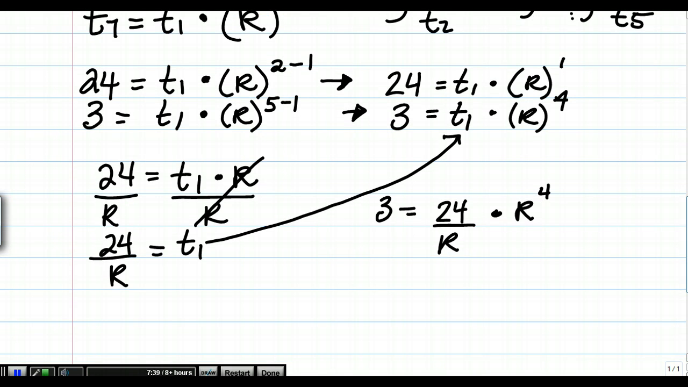So if you look at your r's, 4 and 1, well, you can reduce those, correct? So r to the 4th divided by r to the 1, it's subtraction, right? So you have 3 equals 24 r to the 4 minus 1, which is 3. And now we want to get r by itself, so I can divide both sides by 24.